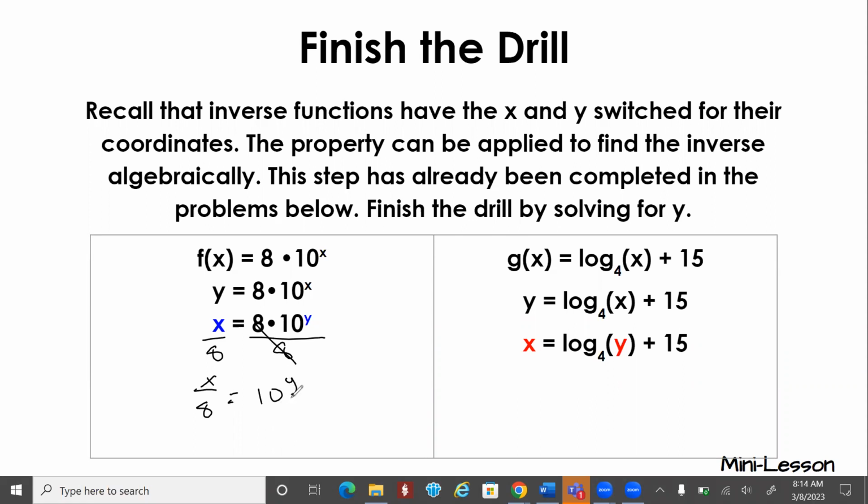We still want y by itself, so we're going to do the circle of life. And that's going to give us log of base 10 of x divided by 8 is equal to y.